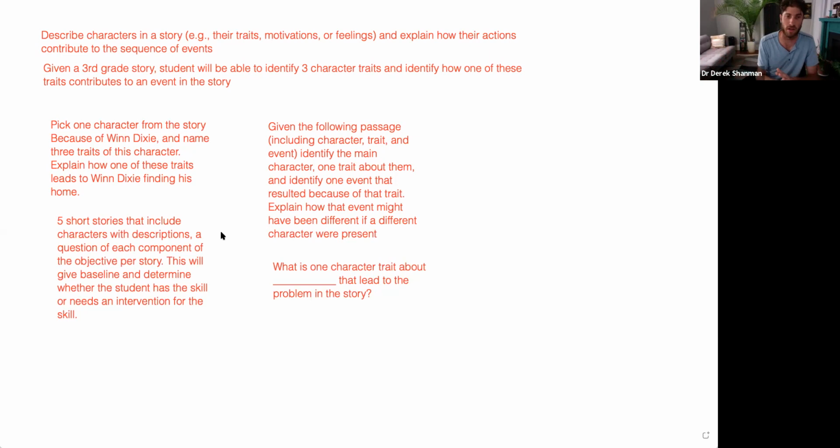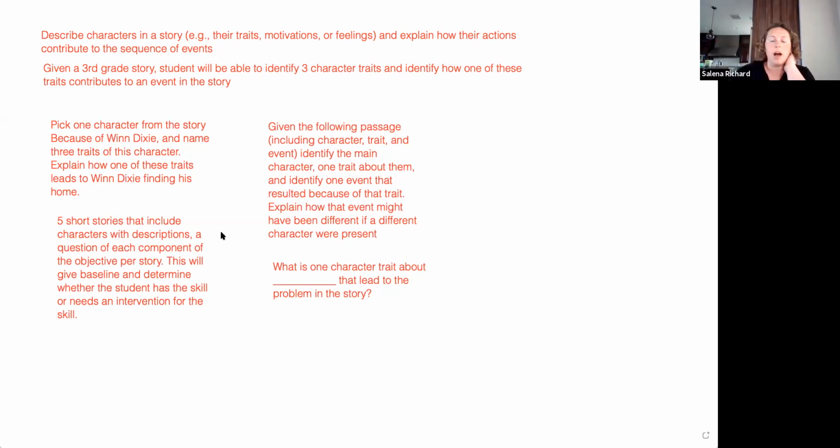Good. Okay. Selena, let's look at yours. What is one character trait about blank that led to the problem in the story? Okay. I think very similar to Allison's here, you're covering the components of the objective. It's straightforward, it's direct, but same question for you. What are some pros, what are some cons of this kind of straightforward, direct assessment?